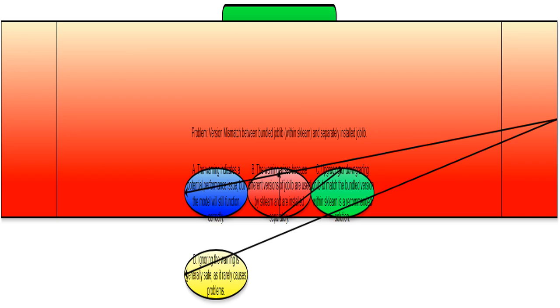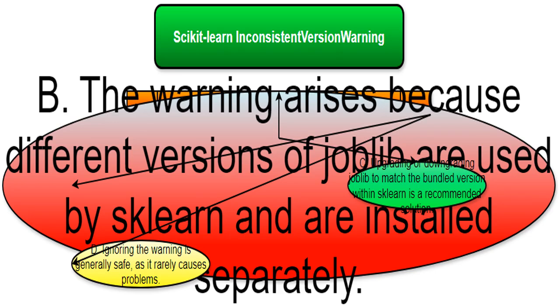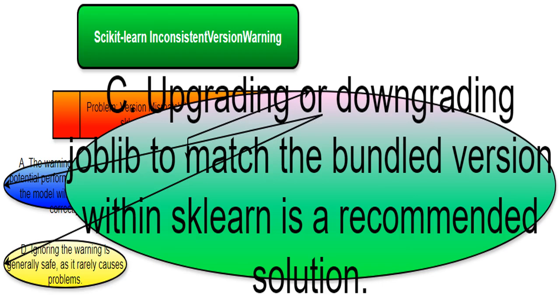Think of it like having two slightly different versions of the same tool in your toolbox. This might not immediately cause issues, but it creates the possibility of unexpected behavior. I agree, this statement precisely describes the root cause of the warning. Sklearn includes its own JobLib version, and you've installed another version independently, causing the conflict. It's like having two slightly different copies of the same book. You should aim for consistency.